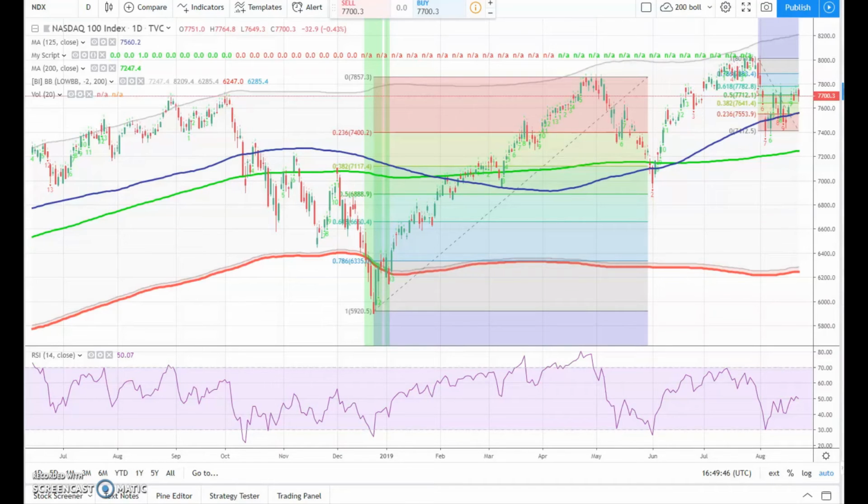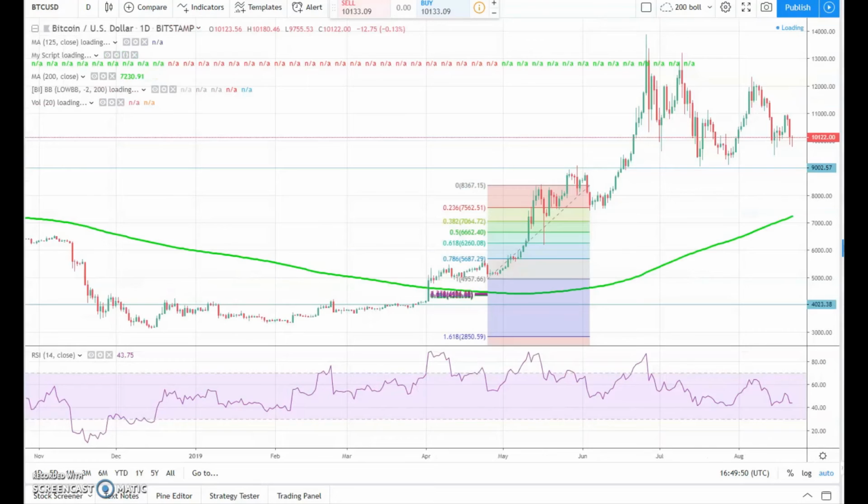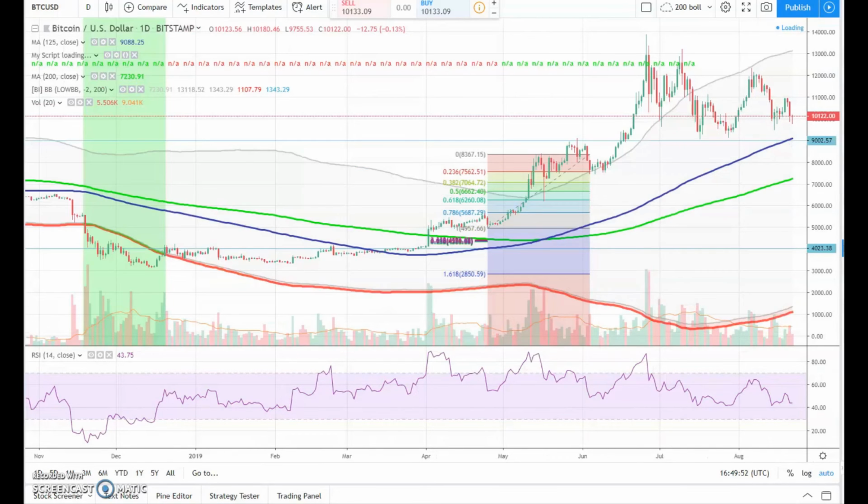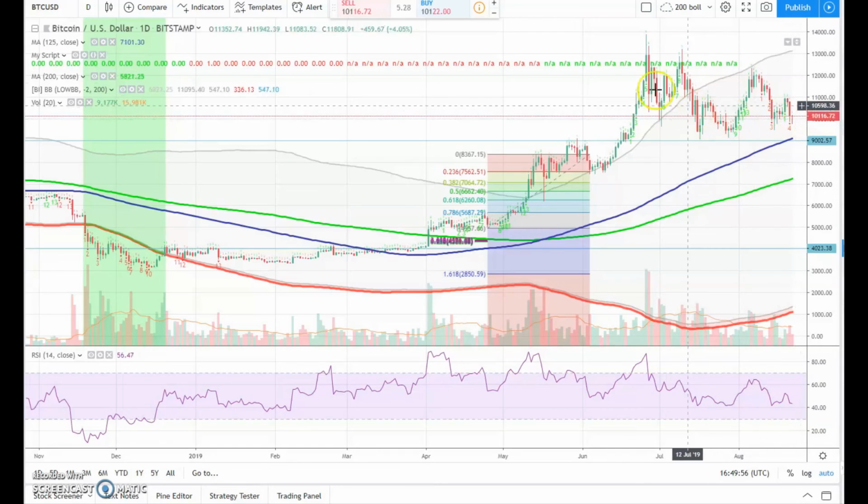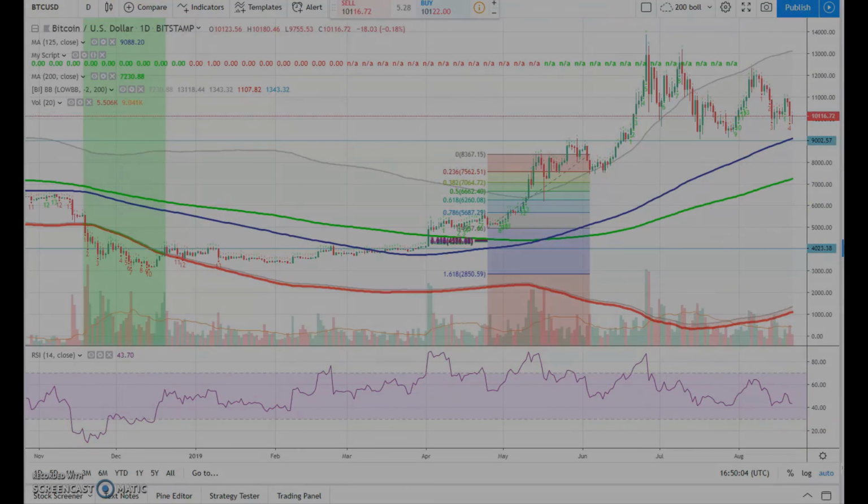And in the meantime, if we look at the crypto market here, it's still in hold mode. I'm not overly excited at the moment. We're still in this consolidation, so we'll have to wait and see what happens here. And that's it for now.